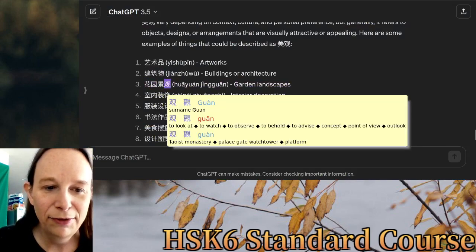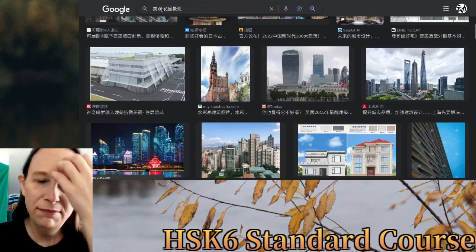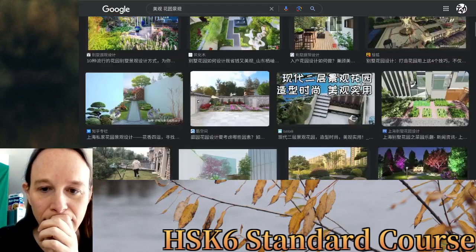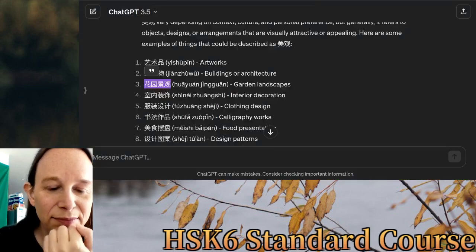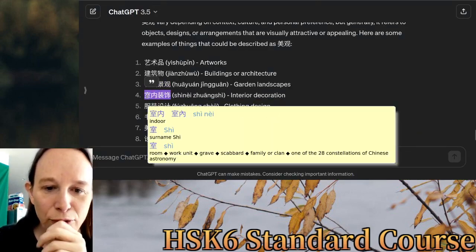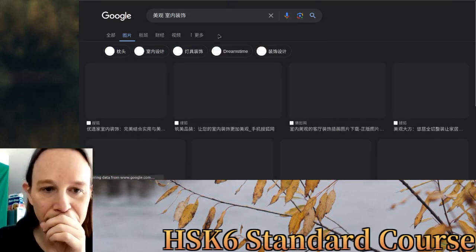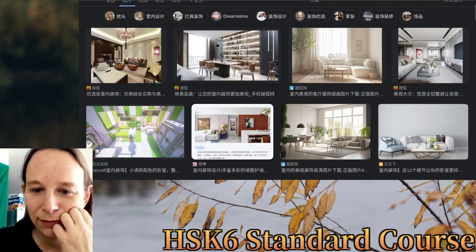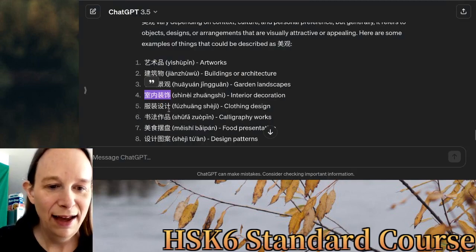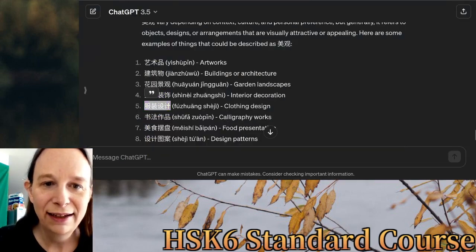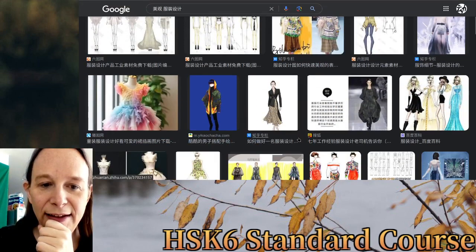Huayuan, a beautiful garden or beautiful garden landscape. Let's see what we have. Meiguan. Yeah, I think that you could call that meiguan. Okay, beautiful interior decoration. Okay, looks kind of meiguan. Beautiful to observe. 服装设计, so clothing design, fashion design. This is meiguan.